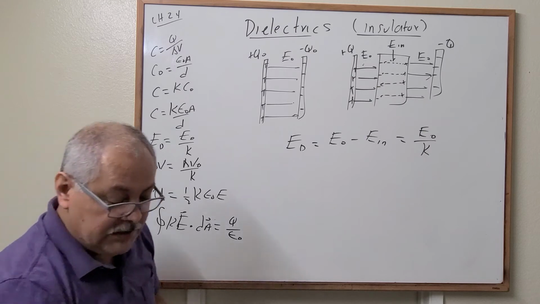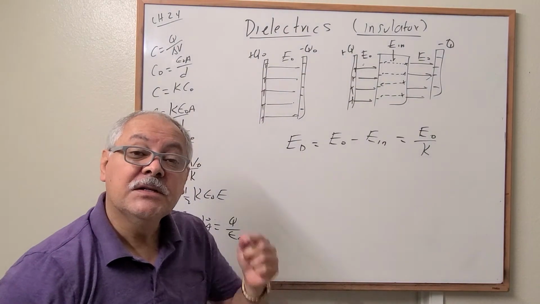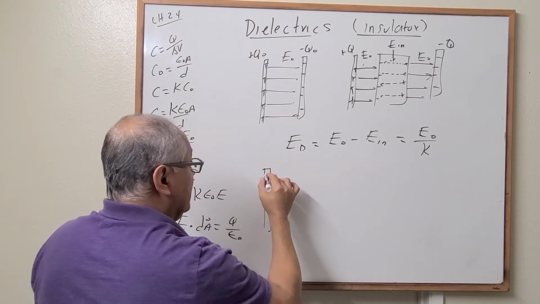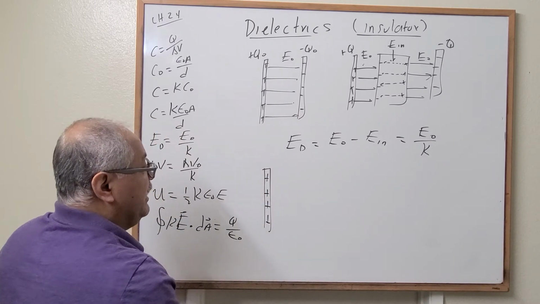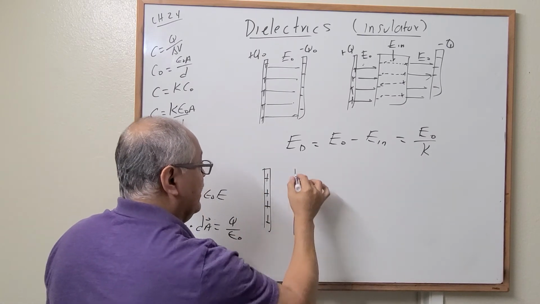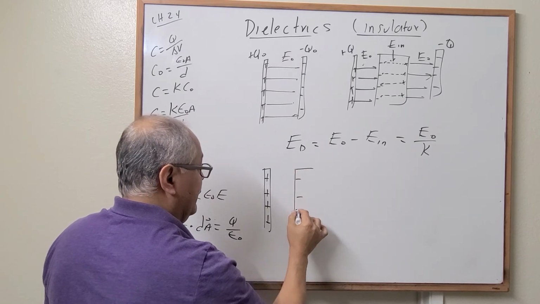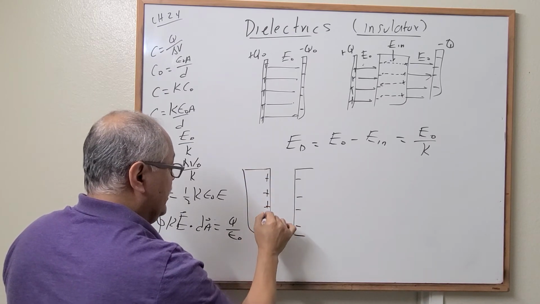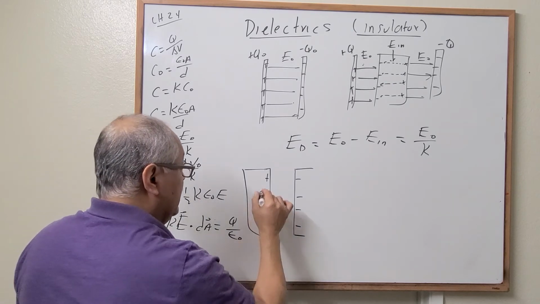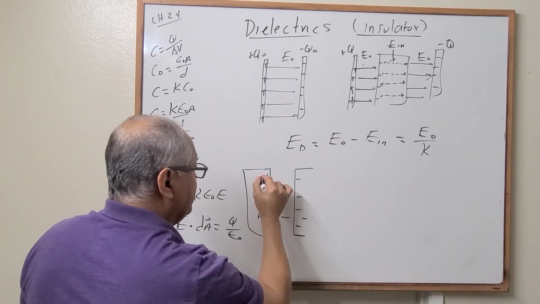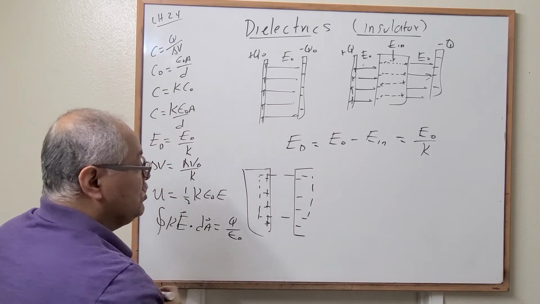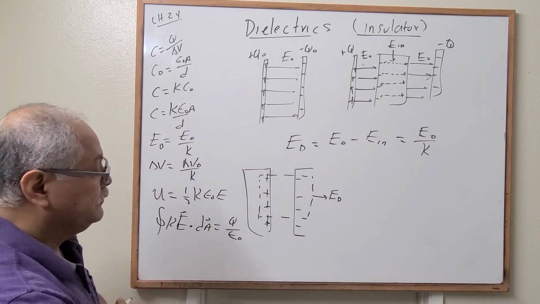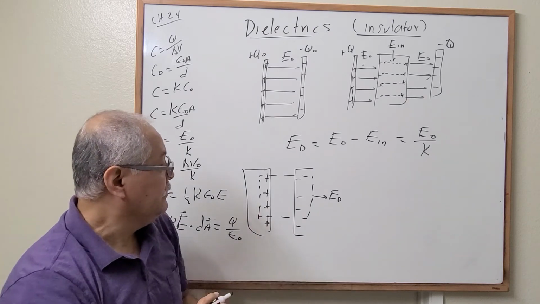Perfect. Now, let's use the Gaussian surface. One more time, imagine that this is the capacitor plate, and right here we have the insulator. Negative, negative, negative. Now imagine, of course, this was like this. We create a Gaussian surface. Imagine that this is the Gaussian surface right here. So we have inside of this insulator the electric field, E_D.